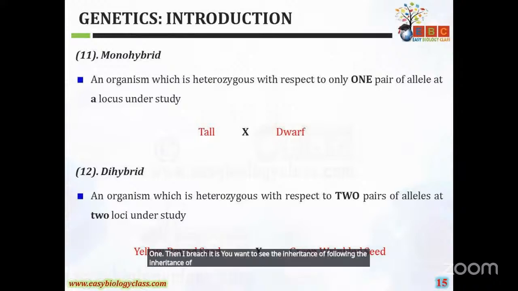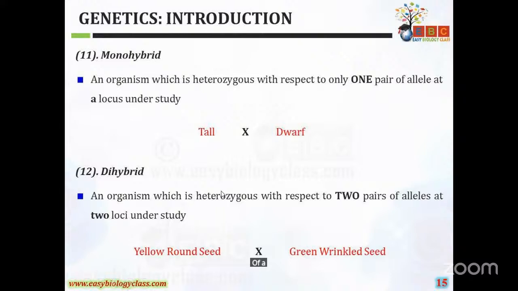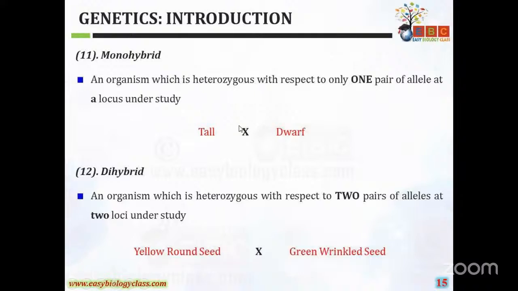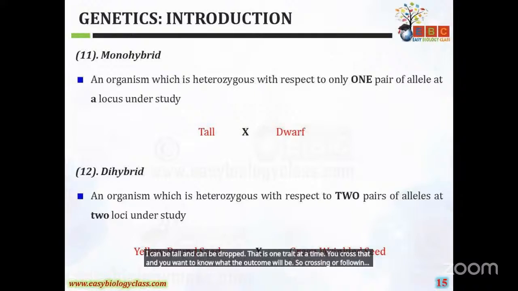Then hybrid, that is, you want to see the inheritance, following the inheritance of a trait. So, for instance, you only take height. Height can be tall and can be dwarf. That is one trait at a time. You cross that and you want to know what the outcome will be. So crossing or following the inheritance of a trait is monohybrid.